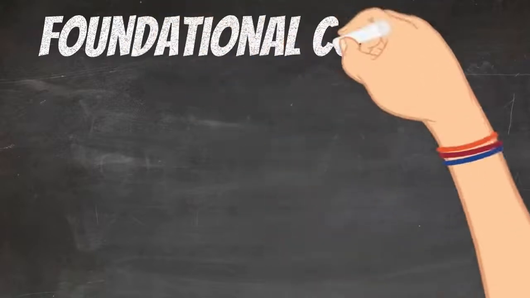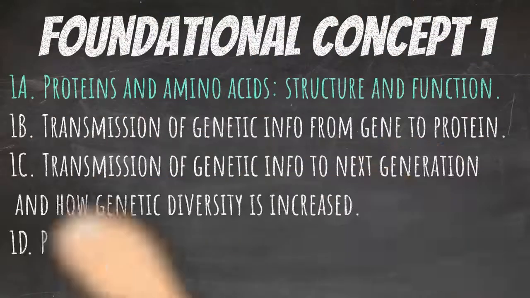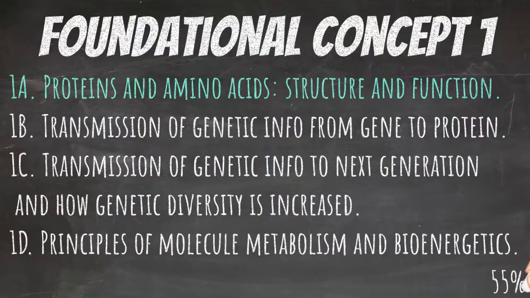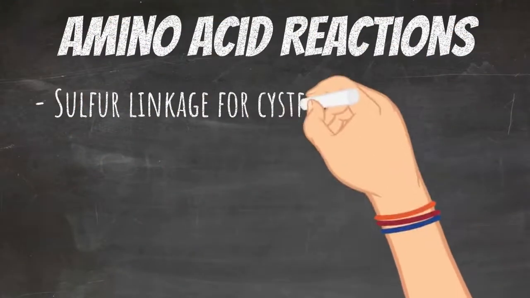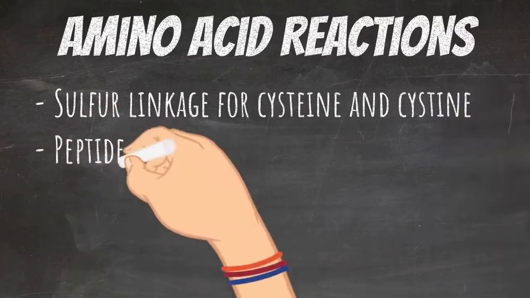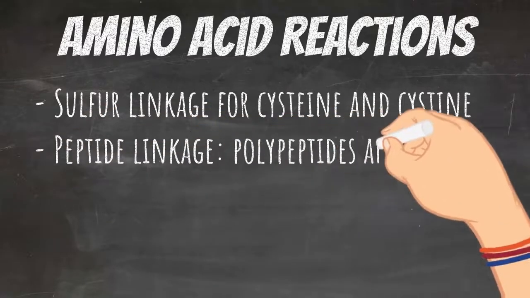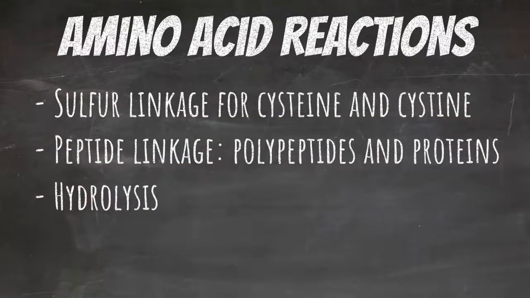This video is about foundational concept number 1A, proteins and amino acids and their structures and functions. We're going to cover amino acid reactions, and what we need to know for the MCAT is sulfur linkages for cysteine, peptide linkages for polypeptides and proteins, and finally, hydrolysis.